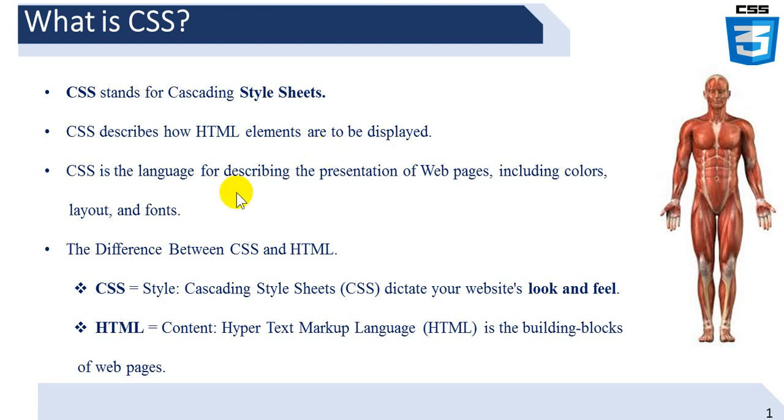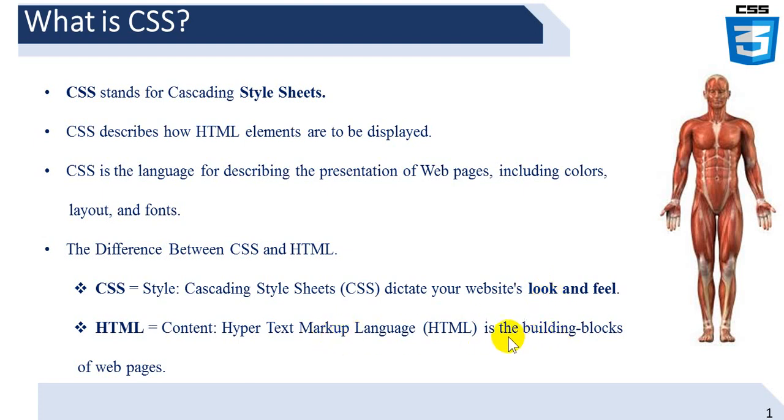Next, CSS is the language for describing the presentation of web pages, including colors, layouts, and fonts. To present the HTML, we use CSS, guys, and it's a very awesome technology with the help of which you can design web pages. So what is the difference between HTML and CSS? CSS, cascading style sheets, dictates your website's look and feel. Look and feel means how the website looks. CSS decides it.